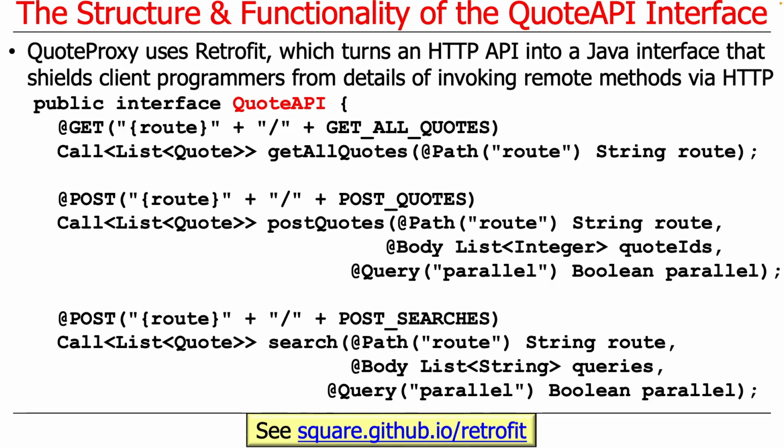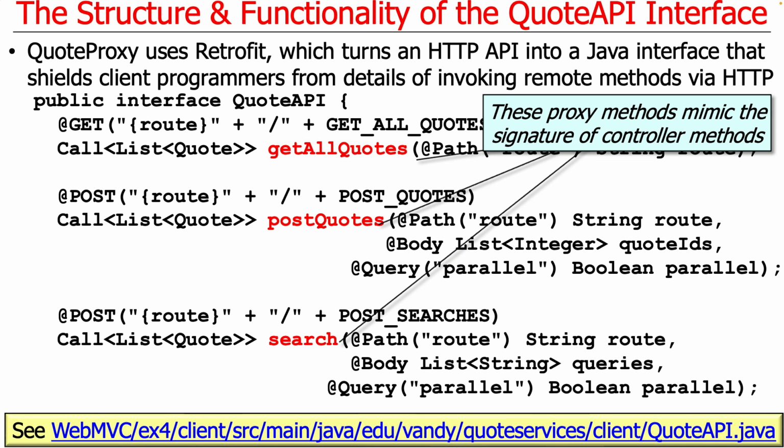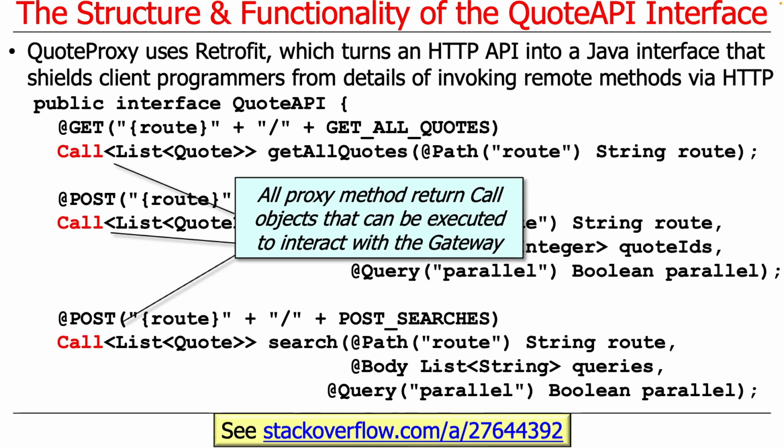Let's now take a look at the QuoteProxy. This uses Retrofit. We talked about Retrofit earlier when I showed you how to use ChatGPT in order to generate this file. This file I wrote by hand, but you could certainly do it the way I showed you before. This creates a proxy that will shield client programmers from the details of invoking remote methods via HTTP, so we don't have to write this code by hand. We can auto-generate it. We have these proxy methods, which mimic the signature of the controller methods. This is what ChatGPT is so nice at doing.